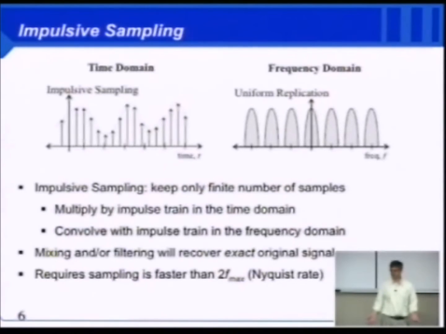The only exception occurs when those samples get too far apart. Then I do start to lose information. What that corresponds to in the frequency domain is the spectrum. If I'm taking an impulse train and moving it too far apart in the time domain, that means I'm squishing the fingers in the frequency domain. And at some point, that spectrum starts to overlap.